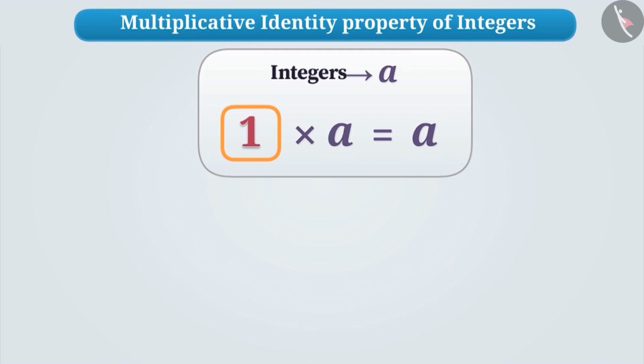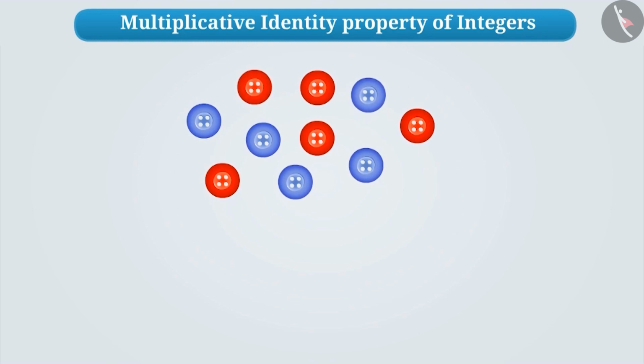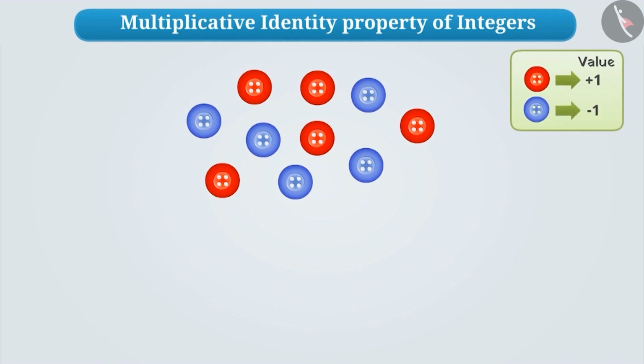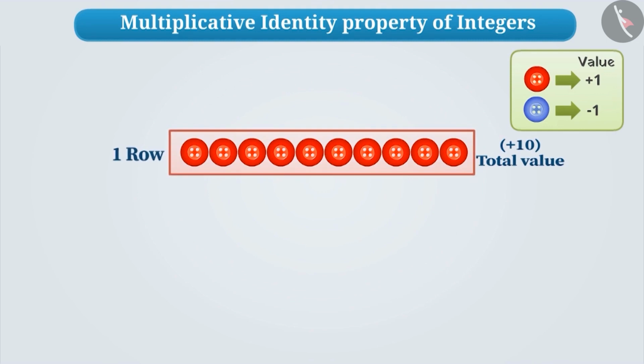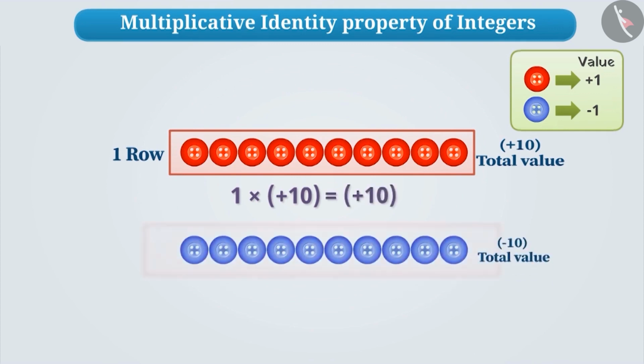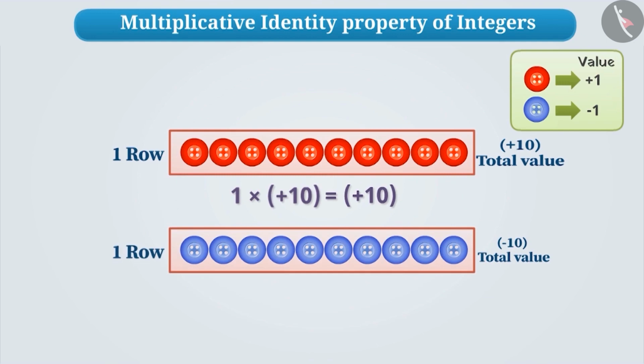Now, let's understand this. Suppose we take some red and blue buttons. Consider the value of red button as +1 and blue button as -1. If we take 10 red buttons and arrange them in a row, then its value can be found like this: 1 into +10, which is +10. Similarly, if we take 10 blue buttons and arrange them in a row, then its value can be found like this: 1 into -10, which is -10.